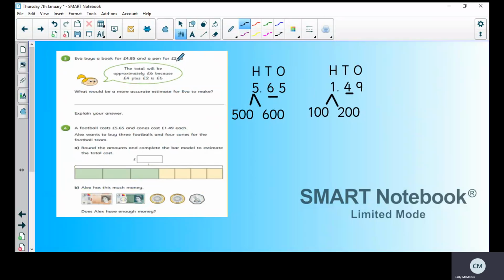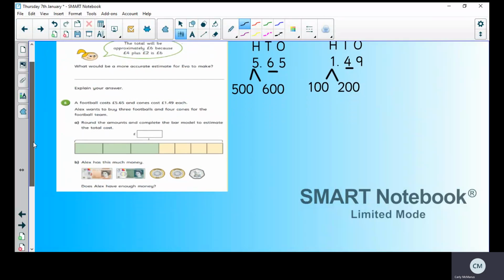Yes, this is £4 and this is £2, but we've got quite high numbers here. We've got 85 and 70. So really we need to round to the nearest pound. So you need to round 485. Is that going to round to £4 or £5? £2.70, is that going to round to £2 or £3? Because that's going to be more accurate.